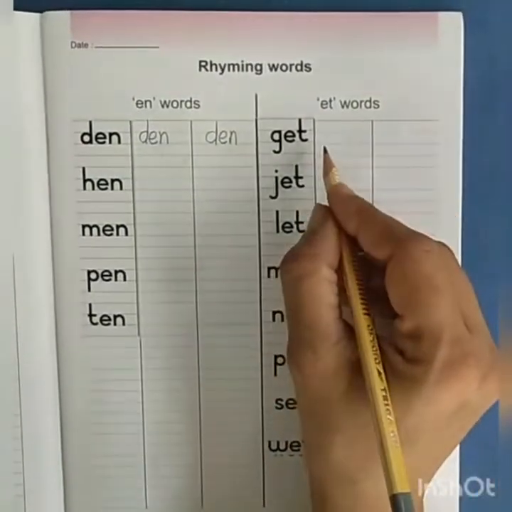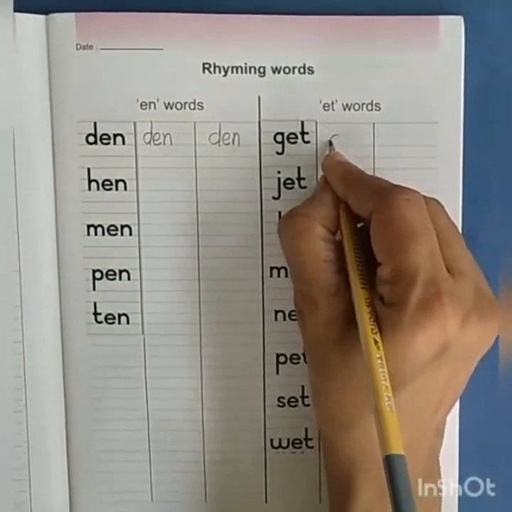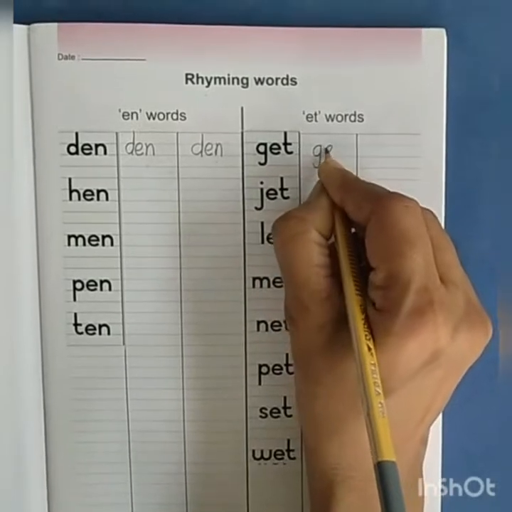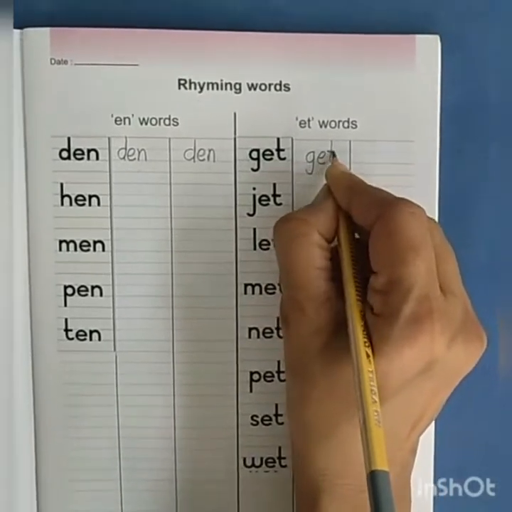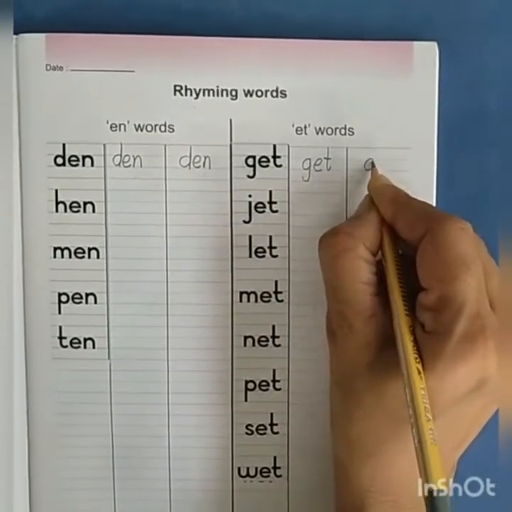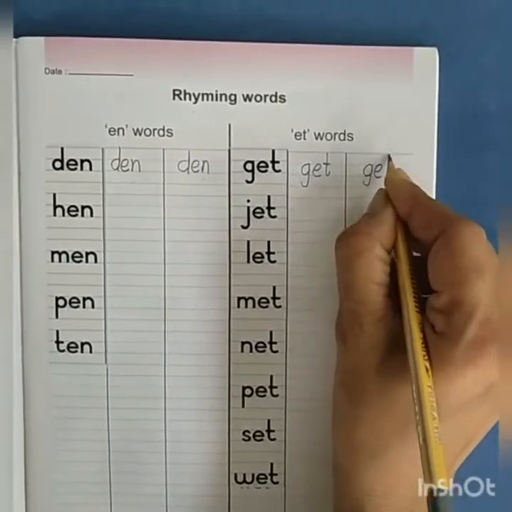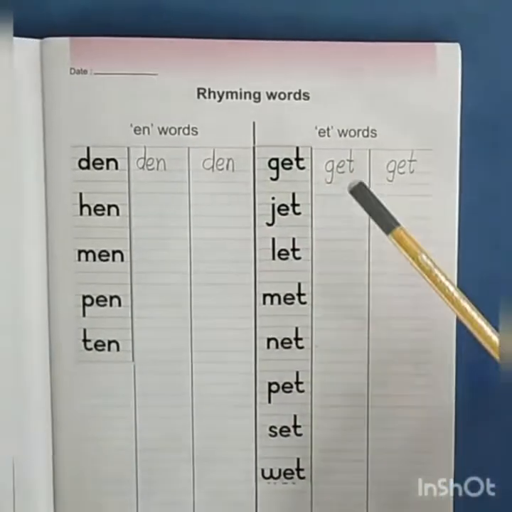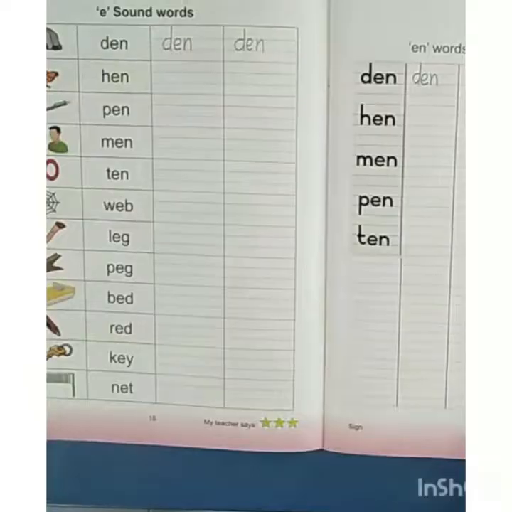Now we will write the first spelling GET, get. GET, get. One more time. GET, get. In this way you have to write all the spellings.